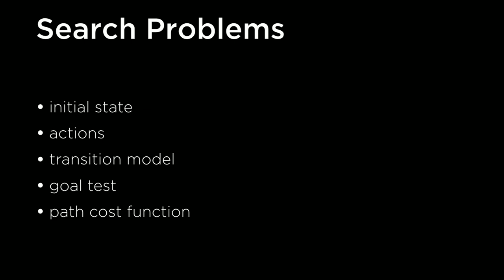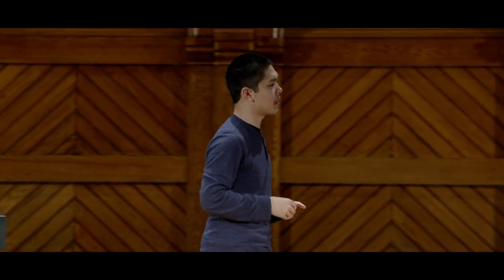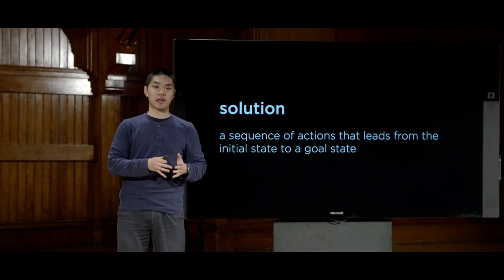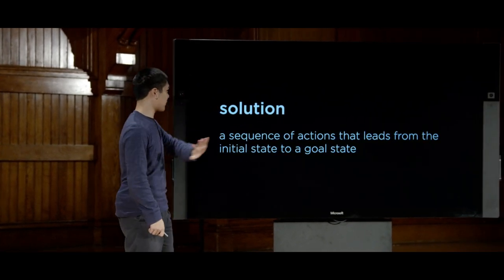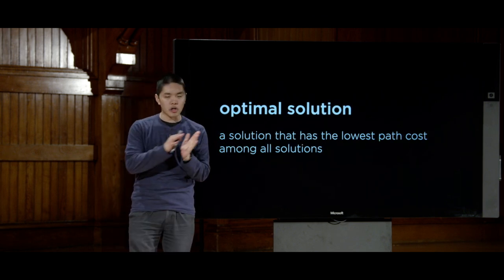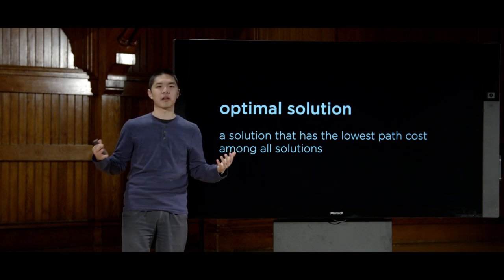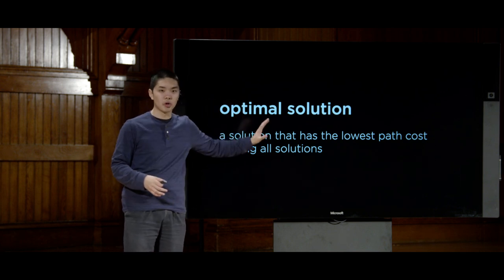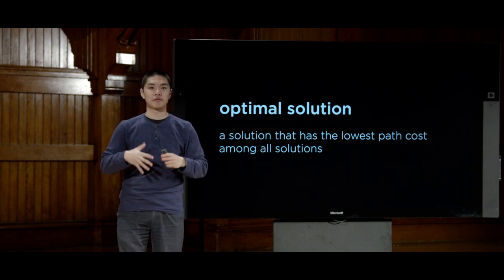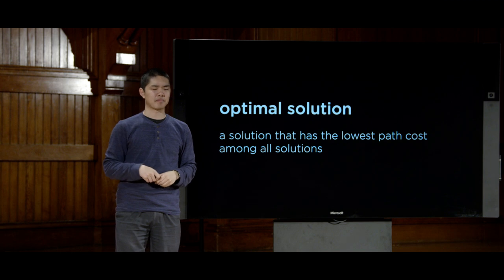What is its cost in terms of money or time or some other resource that we are trying to minimize our usage of? And the goal, ultimately, is to find a solution, where a solution, in this case, is just some sequence of actions that will take us from the initial state to the goal state. And ideally, we'd like to find not just any solution, but the optimal solution, which is a solution that has the lowest path cost among all of the possible solutions. And in some cases, there might be multiple optimal solutions, but an optimal solution just means that there is no way that we could have done better in terms of finding that solution.